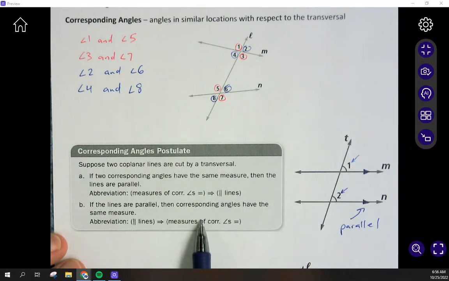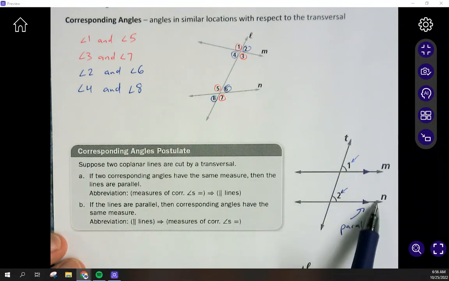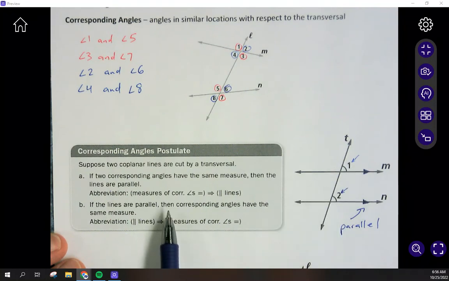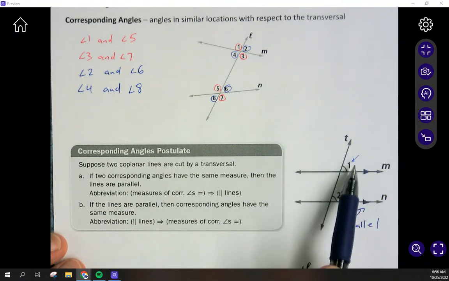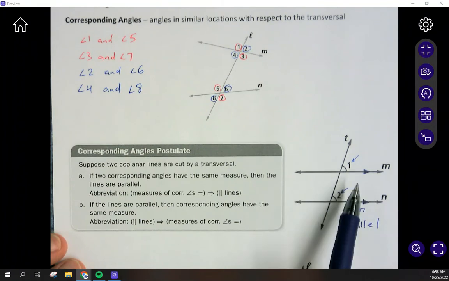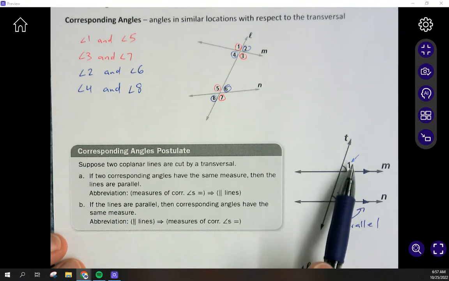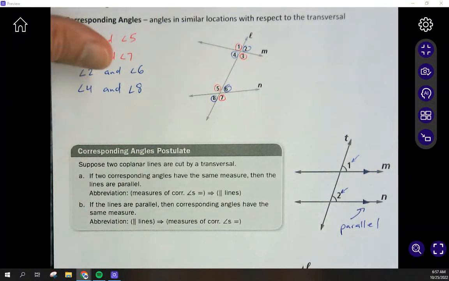And letter B is kind of going the opposite direction. If you know that these lines are parallel and you don't see that these angles are equal, you're allowed to assume that they are. So corresponding angles have the same measure. So it goes both ways. If you see 2 lines cut by a transversal and you see equal angles, you know they're parallel, and vice versa. If you see 2 lines and you know they're parallel, you automatically know these angles are equal to each other, even if it doesn't state that in the picture.